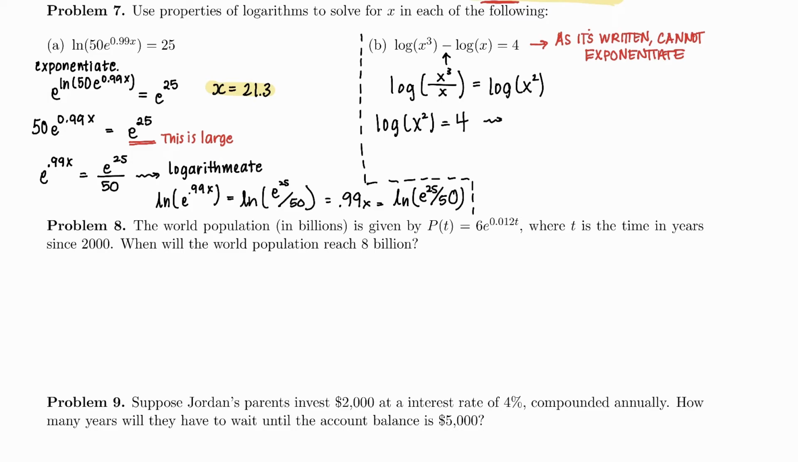And I will exponentiate using 10 as my base. So I have 10 to the log of x squared is equal to 10 to the 4th. So that x squared is equal to 10 to the 4th. Take the square root of both sides to get x is equal to plus or minus 100.